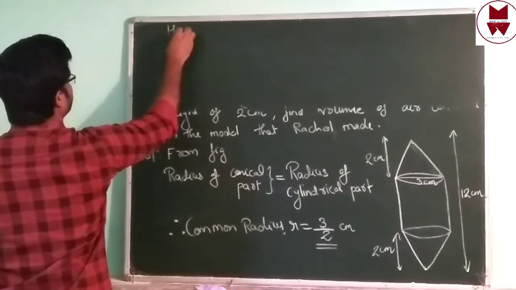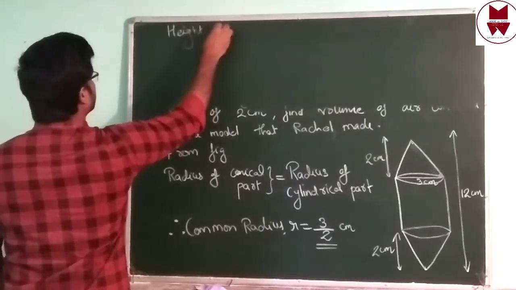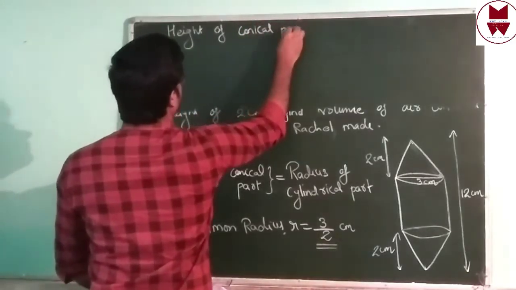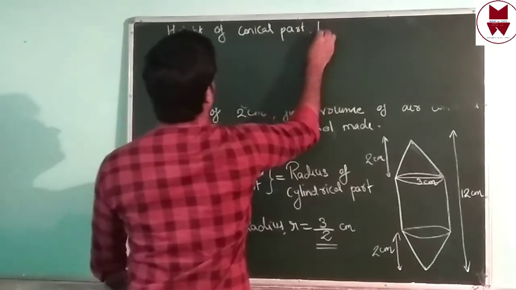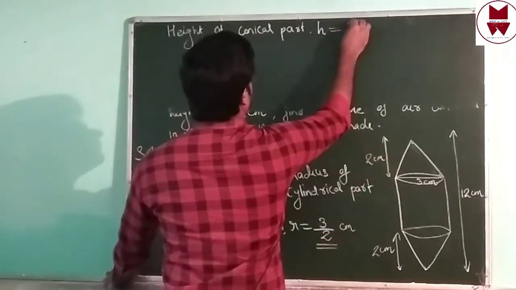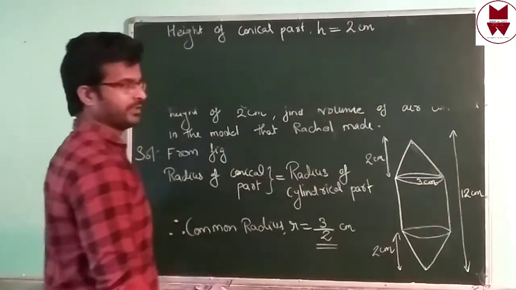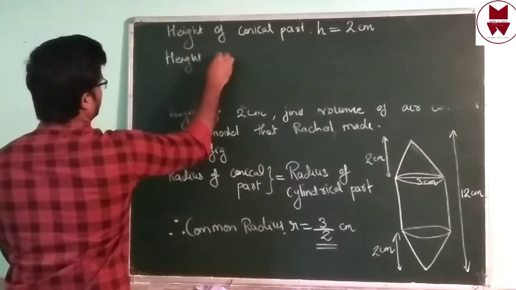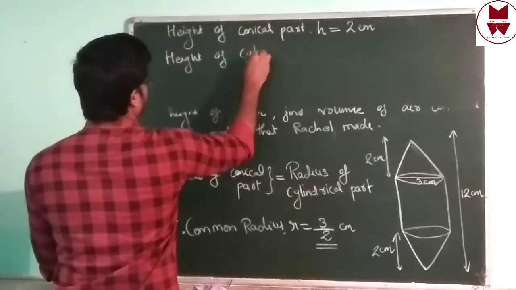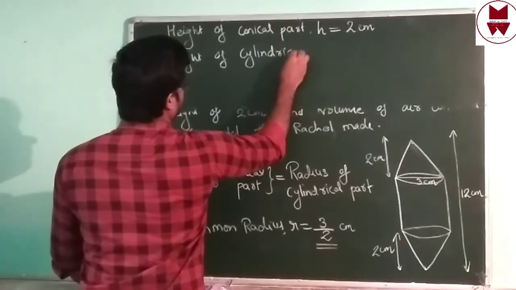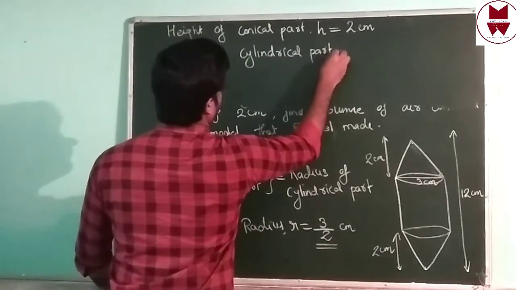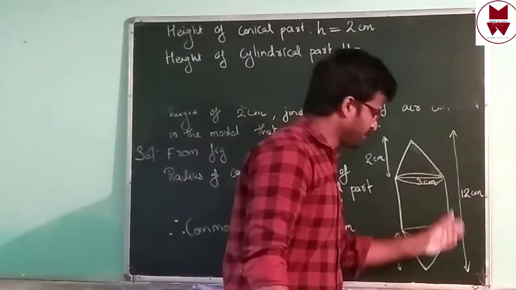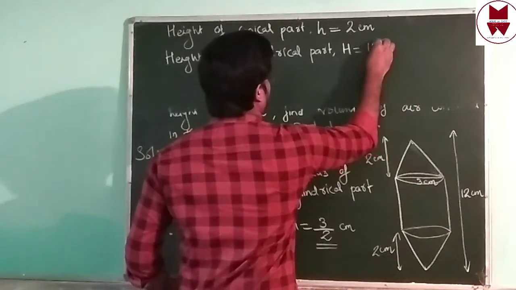Then height of conical part, small letter h equal to 2 centimeter. Height is already given, 2 centimeter. Then height of cylindrical part, capital letter H equal to, how can we find out the height of the cylindrical part? Total height is 12 centimeter. We can write 12 centimeter.